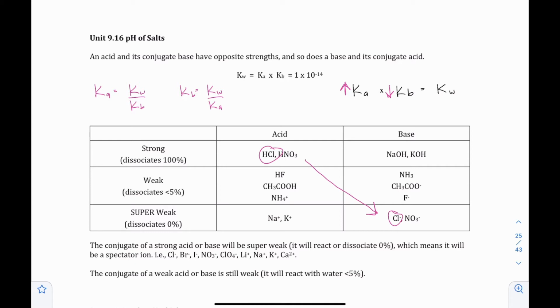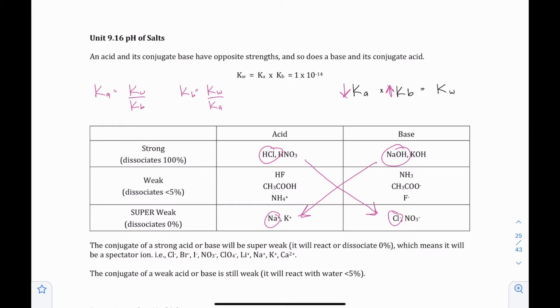If we have a strong base, the Kb will be bigger. And the Ka of the conjugate acid will be smaller. A strong base like NaOH will have a super weak conjugate acid. So the conjugates of strong acids and bases are always super weak. They react 0%, which means they don't participate in the reaction at all. We would consider them spectator ions.